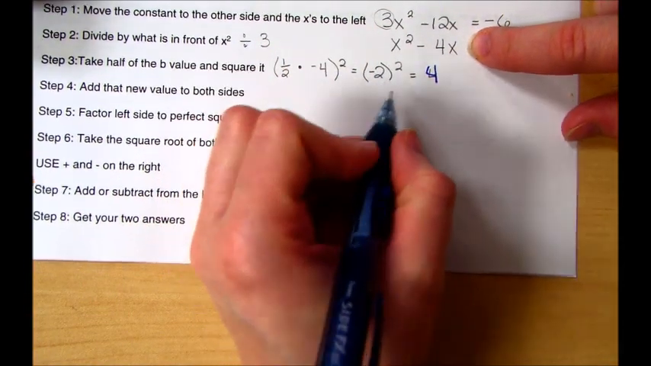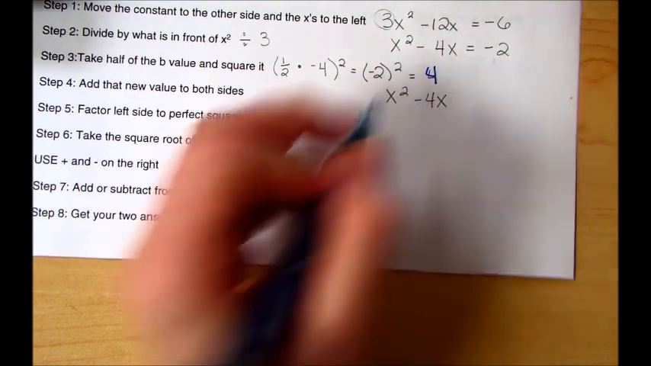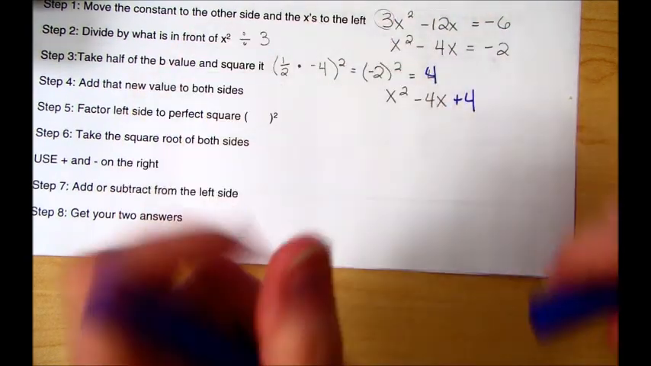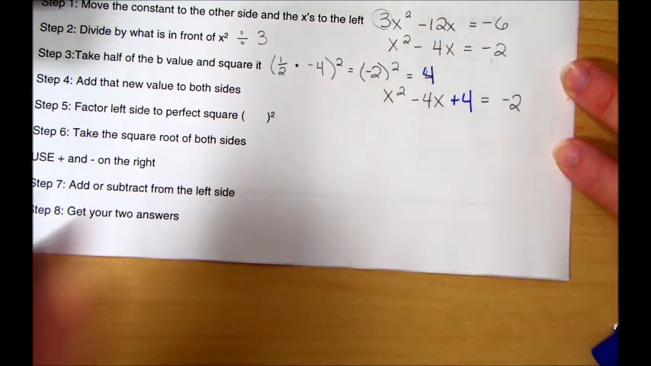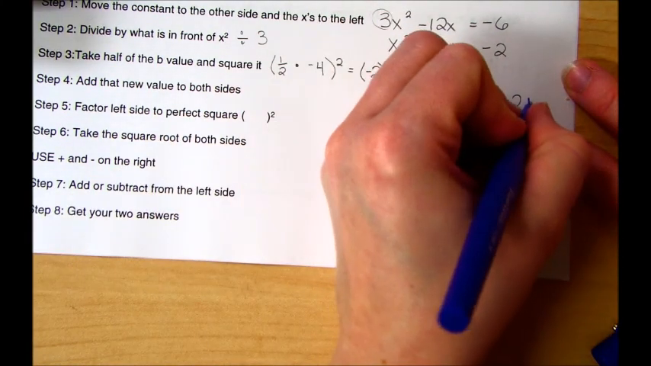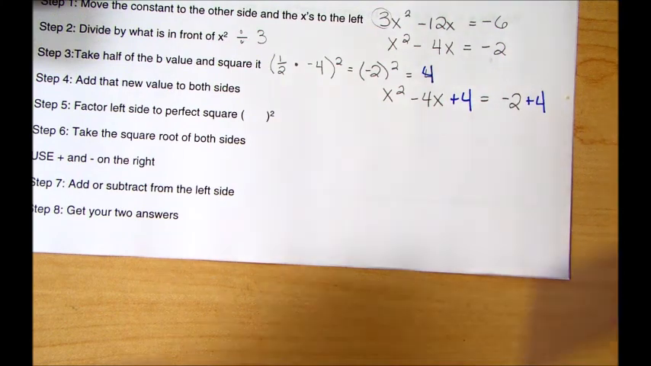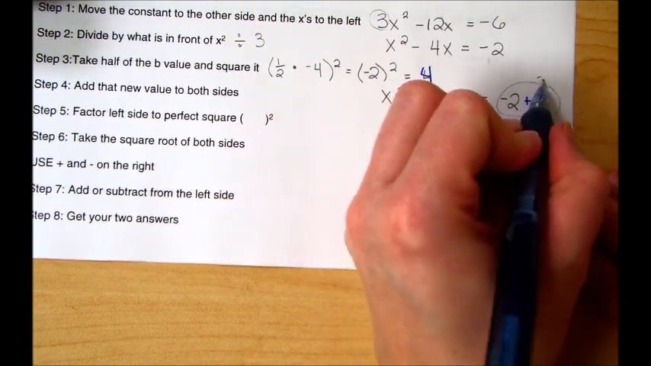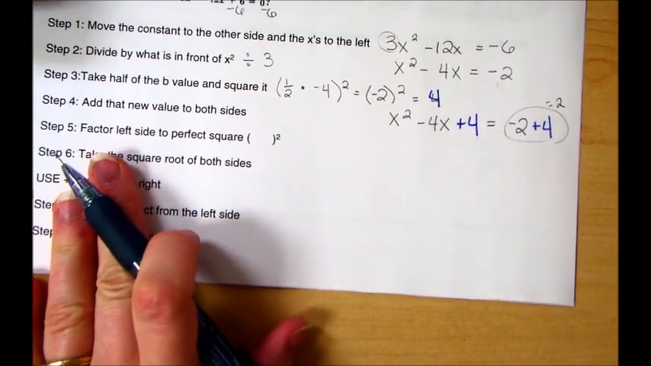So on this side I'm going to have x squared minus 4x, and I'm going to add this new value to both sides, equals negative 2, add that new value to both sides. Hopefully you realize that this is going to equal, on this side, 2. Okay? Hopefully you'll understand that when we get to the next step.